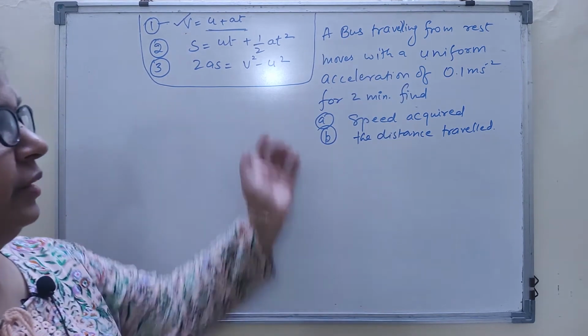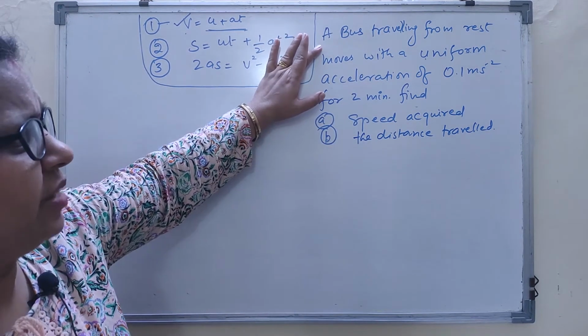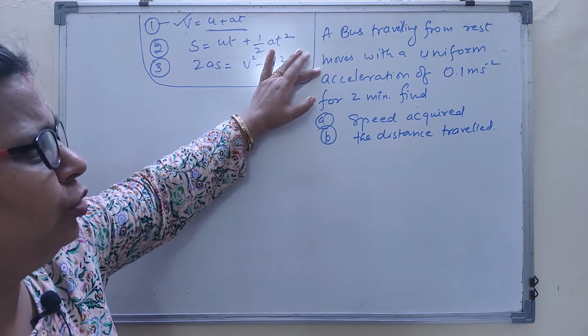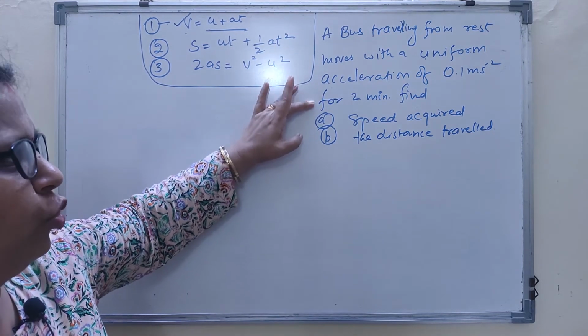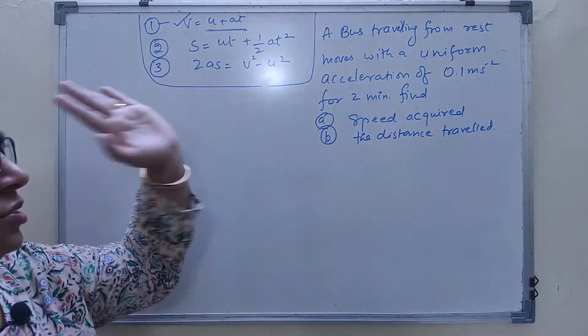Okay, now students, let's take one example. A bus traveling from rest moves with a uniform acceleration of 0.1 meters per second squared for 2 minutes. Find the speed acquired and the distance traveled.